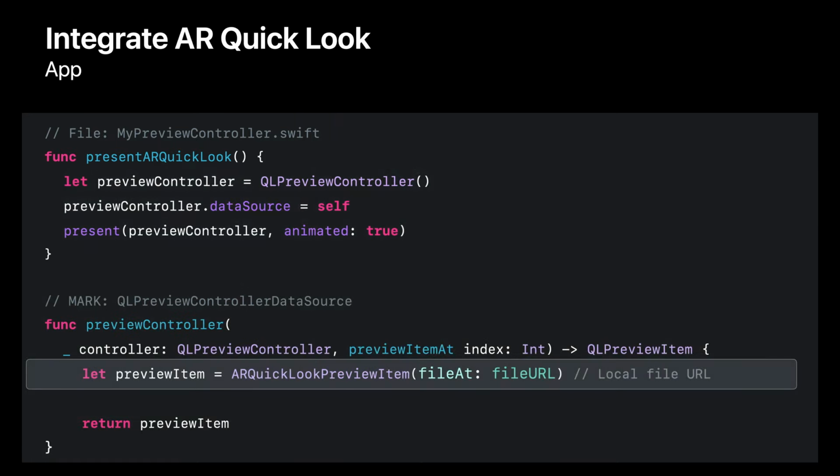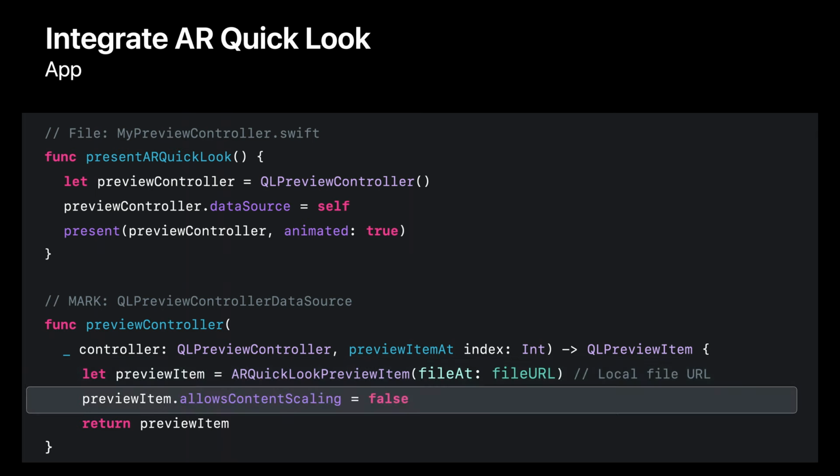Of course, we also have to implement the QLPreviewControllerDataSource protocol, which tells Quick Look how many previews to show and what each is going to be. Here we create an ARQuickLookPreviewItem with the URL to a local file on disk. Then we return it so the system knows to present AR Quick Look.